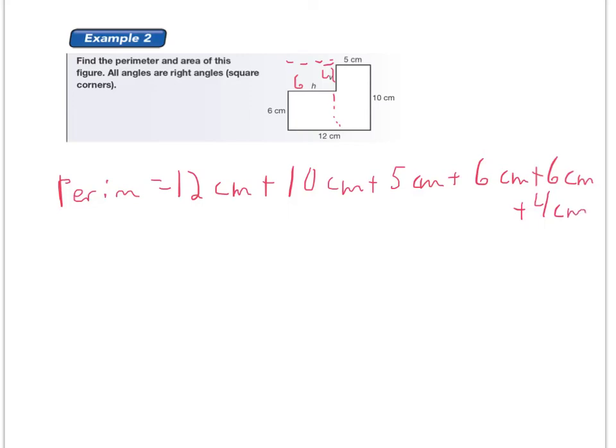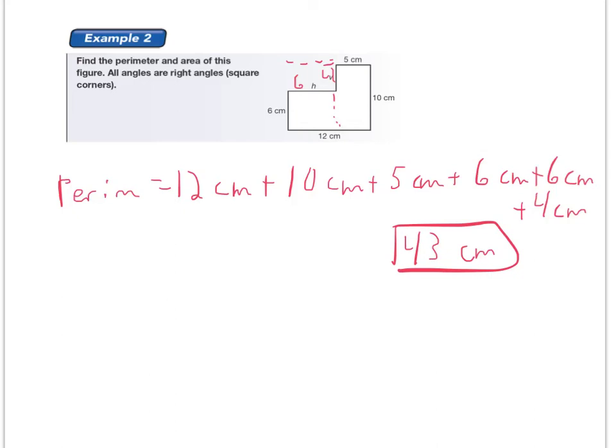Well, I need to add all those up. 12 plus 10, that's 22. 22 plus 11 is 33. And 33 plus 10 is 43 centimeters on that. Okay? 43 centimeters.